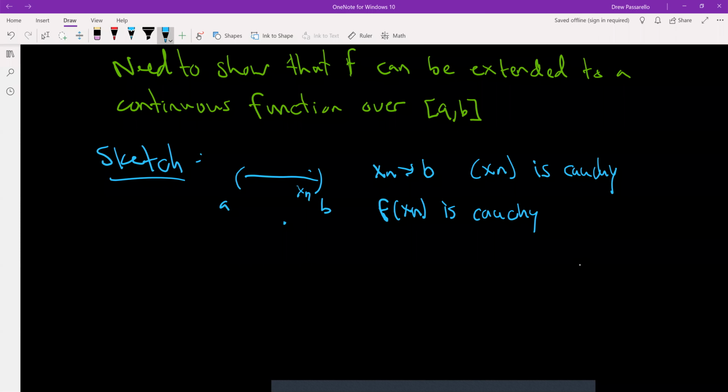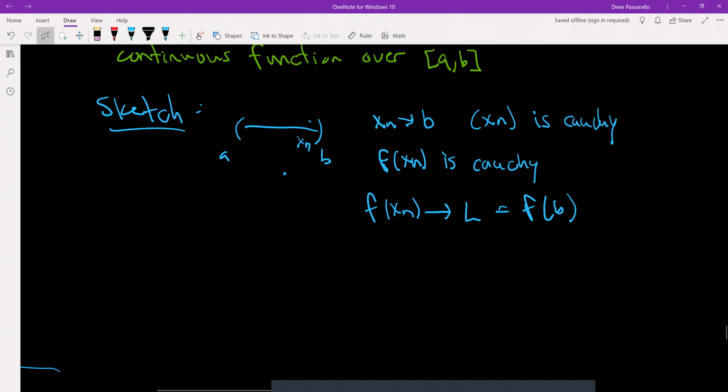So that means f of x_n converges, and let's say converges to some value L. And then we need that L equals f of b. That just shows that that limit is equal to that. We still have to show the function is continuous.